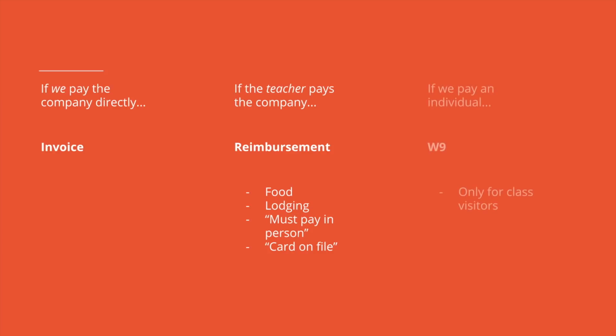Lastly, if the payment is to an individual instead of a company, we will select W-9. You should note that this will only appear for class visitor projects. Like I mentioned, it's possible that you could have a project with one resource that is classified as an invoice and one that's a reimbursement, or another mix of these 3.